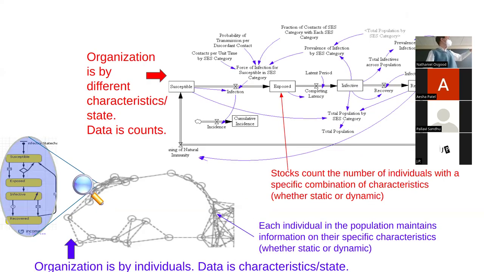So in an agent-based model, we organize by individual. The data we keep track of is the characteristics of that individual, including the state and fixed, unchanging characteristics. Whereas in stock flow, we organize by characteristic, including state, like which stock they're in, and we count the number in that state. Are we good with this idea?